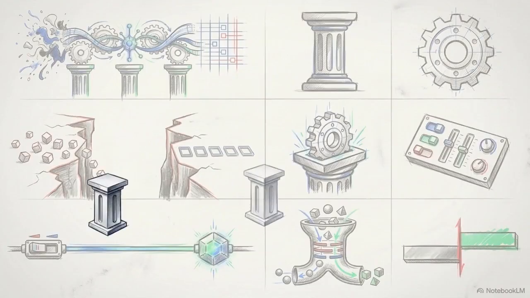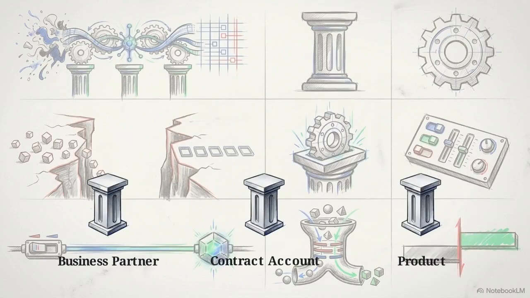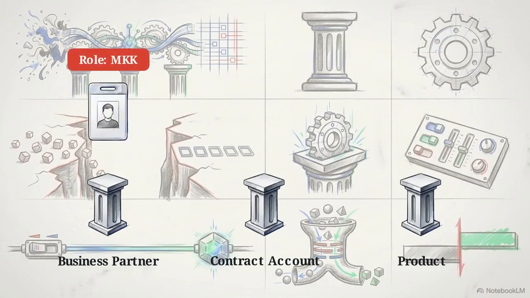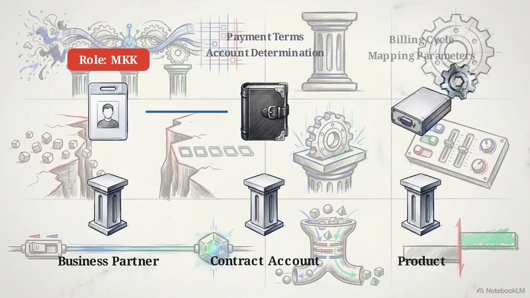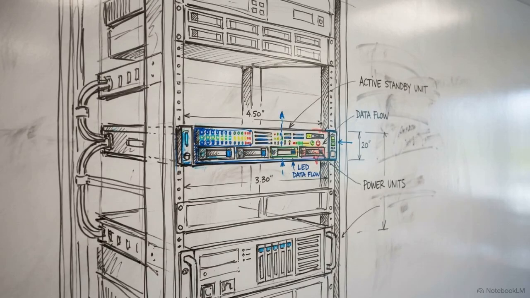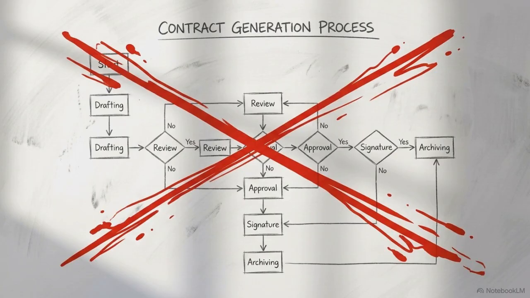3 foundational master data pillars are required: business partner, contract account, and product. The business partner requires the mandatory MKK role. Tied directly is the contract account, carrying financial execution logic. The final pillar, product, is extended using specific ABAP classes to handle subscription variables. These 3 structures hold the baseline rules for pricing and ledger placement, remaining inactive until triggered. If any master data anchors are misconfigured, downstream creation of a provider contract is completely blocked.